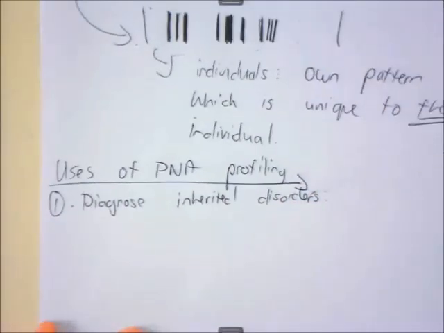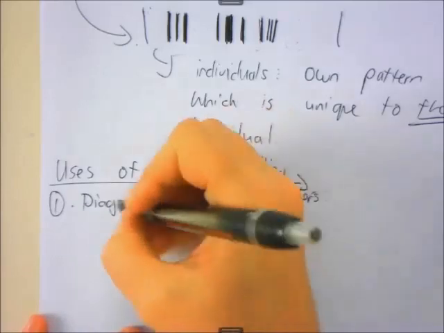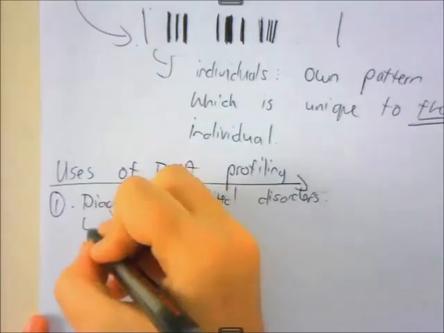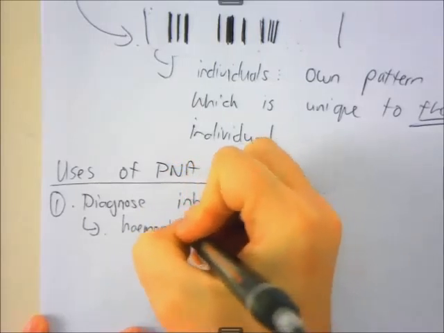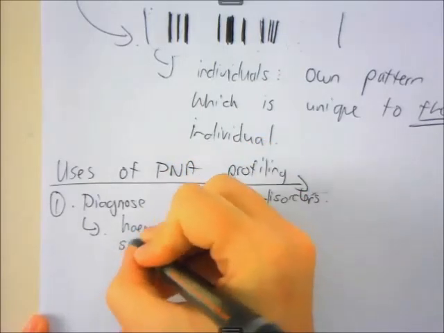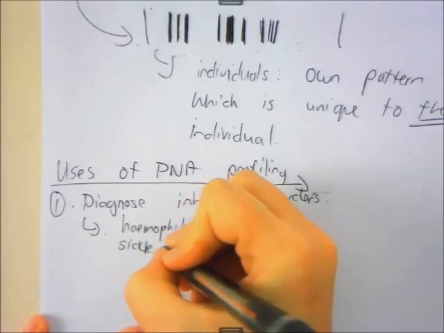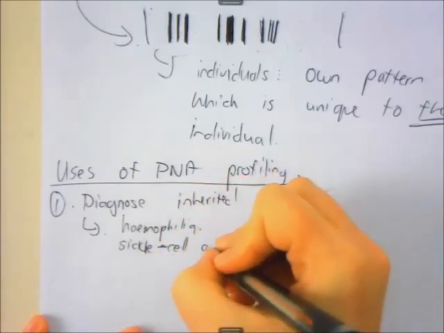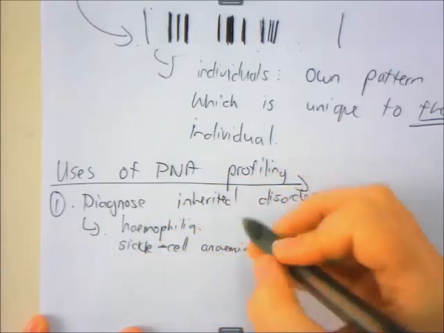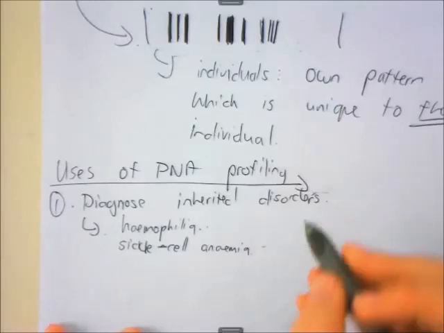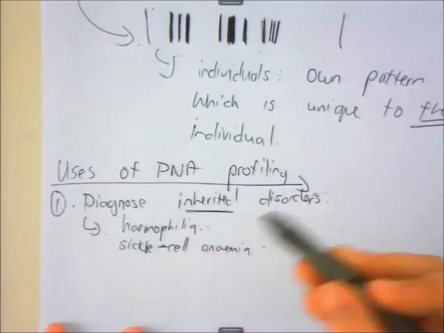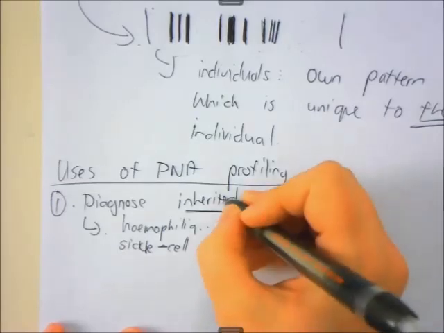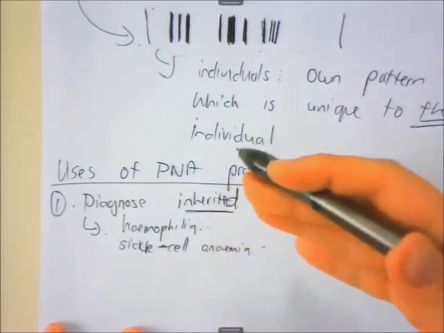Okay, that's the first thing that we can use DNA profiling for. If we diagnose inherited disorders, we're looking at things like hemophilia or even sickle cell anemia. Because these are inherited disorders. Inherited means that it's passed on from parent to offspring. It's something that you're actually going to be given in your genotype.